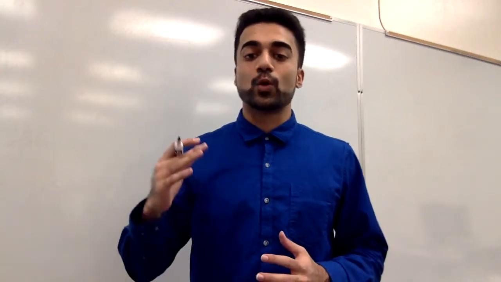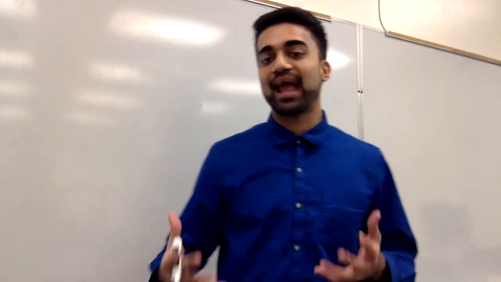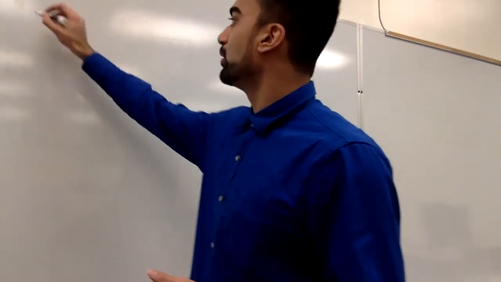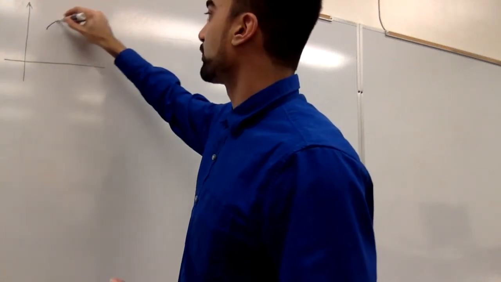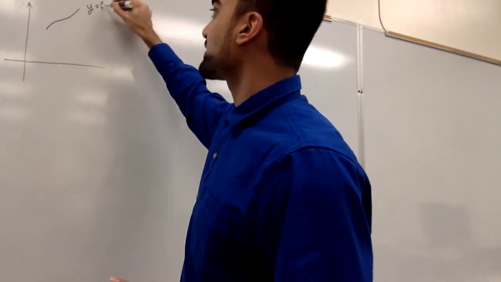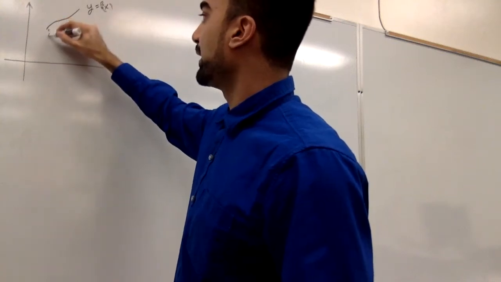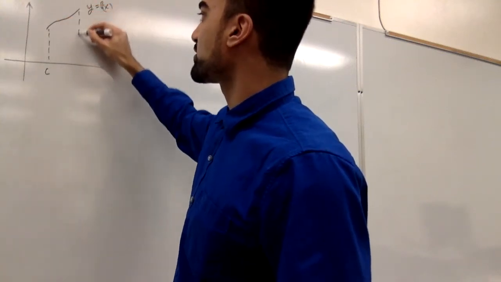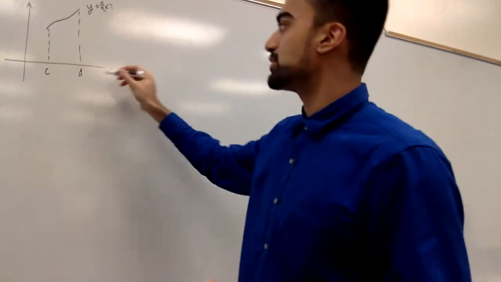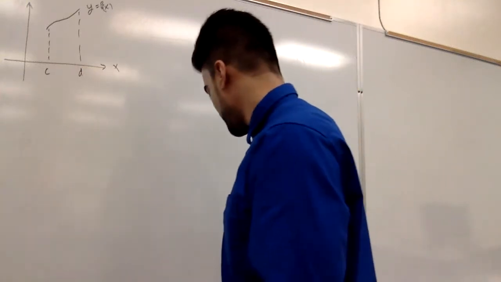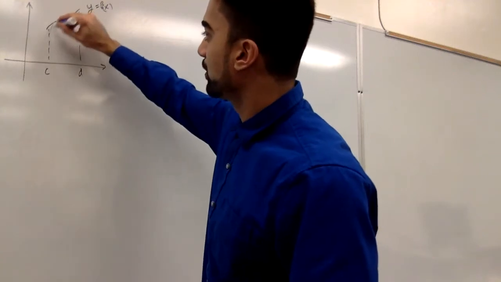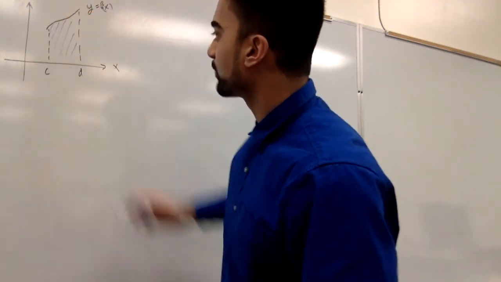Hey guys, so in this video we're going to be talking about how to calculate the area under a curve using an integral and how it actually works. So let's say I have a random function which I'm going to call y equals f of x, and let's say we want to calculate the area under this curve from some point C to D on the x-axis, right? So essentially we want this area right here.